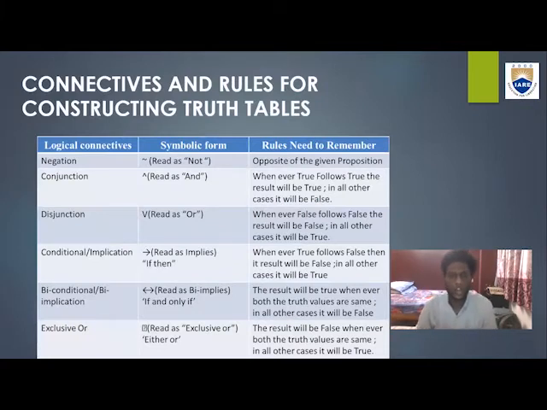Today my topic is tautological implication. So before getting into the topic, let us discuss the connectives and the rules for constructing truth tables. Basically there are 6 logical connectives. The first one is negation, the second is conjunction, the third is disjunction, the fourth is conditional or implication, the fifth is biconditional or bi-implication, and the last one is exclusive or.